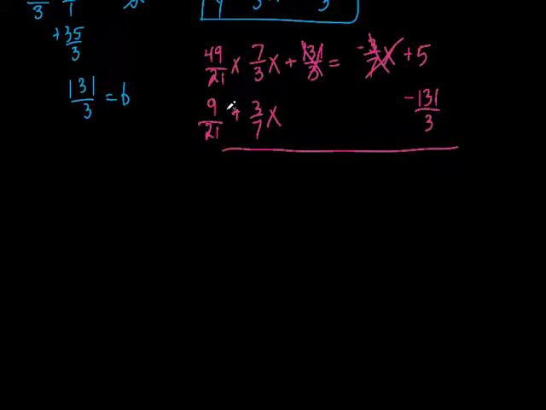Now, of course, you've got x's here, don't you? So let's add them up. 49 and 9. What's that? 58. So that's 58 over 21x. That wasn't so bad, was it? Common denominators are getting better now, right? Get more practice with them.